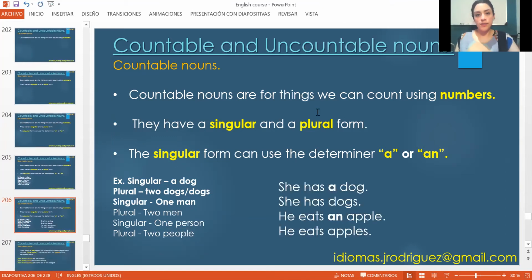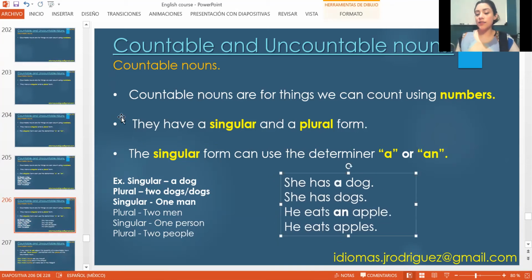Here I have some examples. She has a dog. I'm using the determiner a because dog is singular. Estoy usando el determinante a porque dog es un singular. Then I have dogs. Plural, perros. So I don't need to use a determiner. En este caso, como es un plural, no necesito usar un determinante como a o an. Okay? A y an es solo para uno.